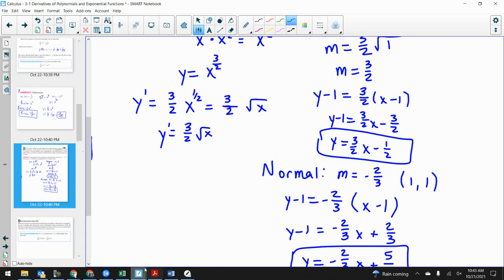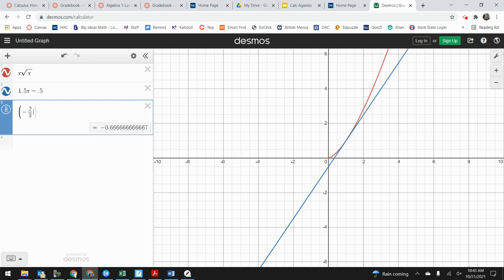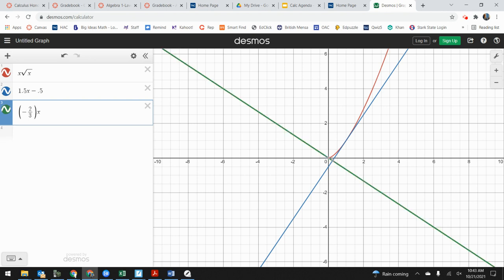So 3 halves x minus 1 half. So 3 halves is 1.5 x minus 0.5. Now, do you see now? Here, look. That's the tangent line at 1, 1. And then let's do 2/3 x. Oh, is it negative 2/3 or positive? Negative 2/3 x, minus 5/3 or plus 5/3? Plus 5/3.